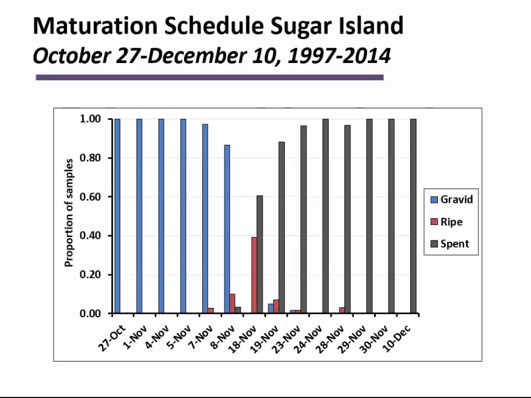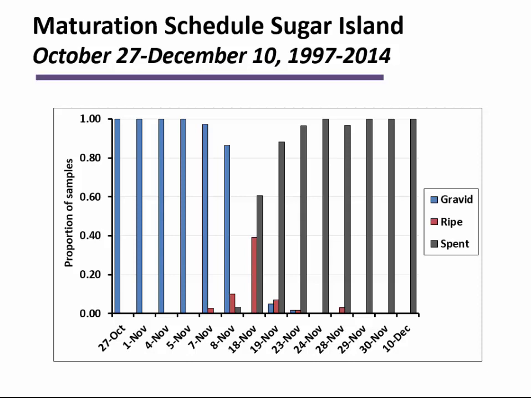What I wanted to show here that was interesting is the maturation schedule for this particular population. So the blue bars represent the proportion of gravid individuals. These are males or females that are gravid, they haven't spawned yet. And so you can see from October 27th through about November 8th, most of the fish are gravid. And then you get a time period between November 8th and November 19th where the proportion of spent fish starts to increase and the proportion of ripe fish increases. And then by the end, November 23rd, almost all the fish are spent.